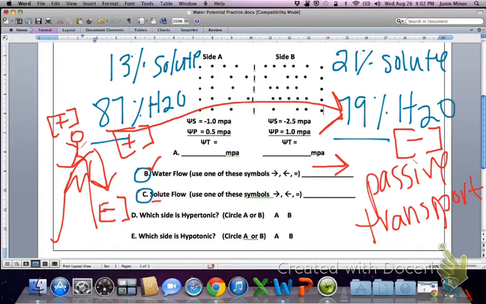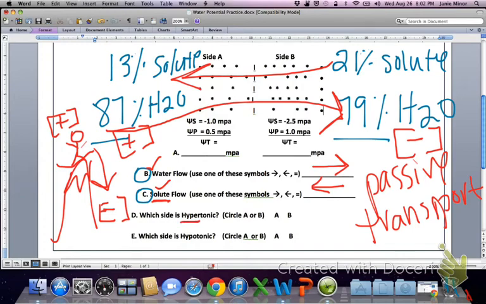So letter C is actually asking us about our solute flow. So you're going to do the same thing. You want to pick out which is the bigger number, 21 or 13. One of them is going to be the high concentration, the big number, and one of them is going to be the smaller concentration. So do the same thing. Draw an arrow going from big number to little number. You're going to go ahead and copy that arrow down for letter C. It's that simple.